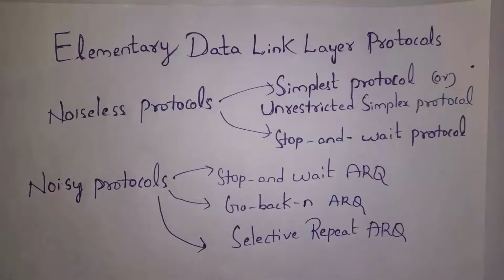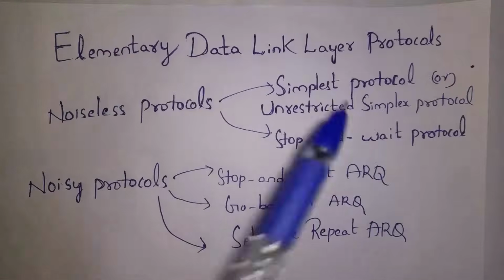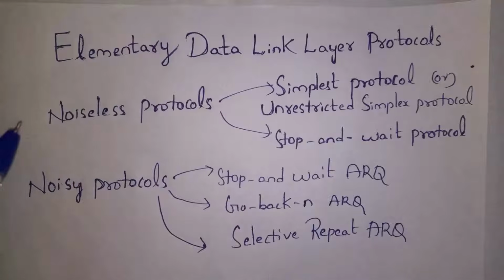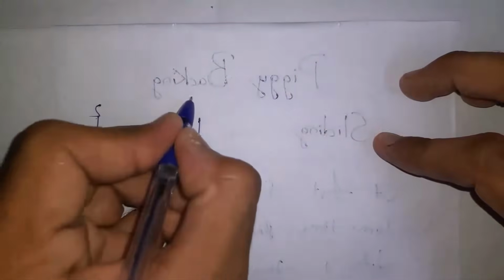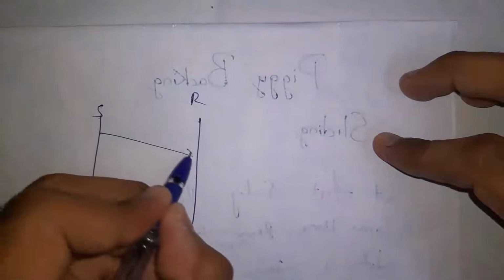Next, I will explain what are elementary data link layer protocols. I will explain what are noiseless protocols and noisy protocols. Before starting this video, at first you need to know what is acknowledgement. As for example, there is a sender and there is a receiver. The sender will send data to the receiver.